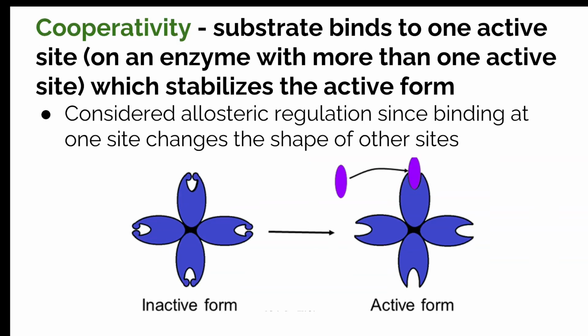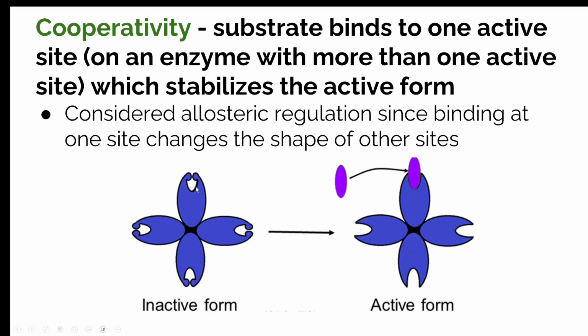There's also this concept called cooperativity, and this is where the substrate binds to one active site on an enzyme with more than one active site, and that will stabilize the active form. So it's considered to be a form of allosteric regulation since binding at one site changes the shape at other sites. So suppose we have a substrate and it finds its way into one of these active sites.